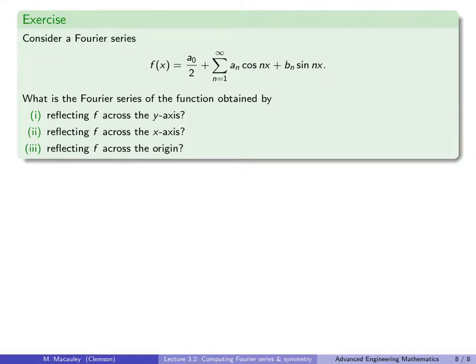I'm going to conclude with an exercise just to help us better understand Fourier series. So consider a Fourier series, a0 over 2 plus the infinite sum of sines and cosines. I'm going to just let L be equal to pi, so we have nx instead of n pi x over L here. So let's draw it. Let's suppose this function looks, I don't know, something like this.